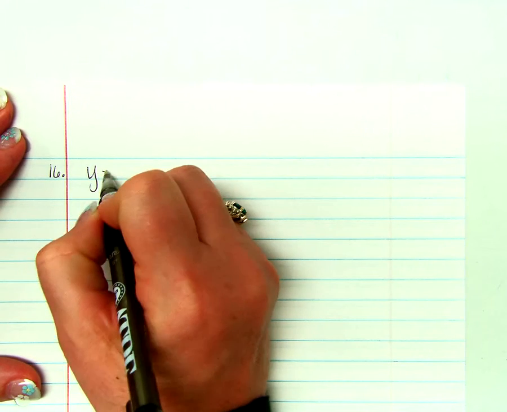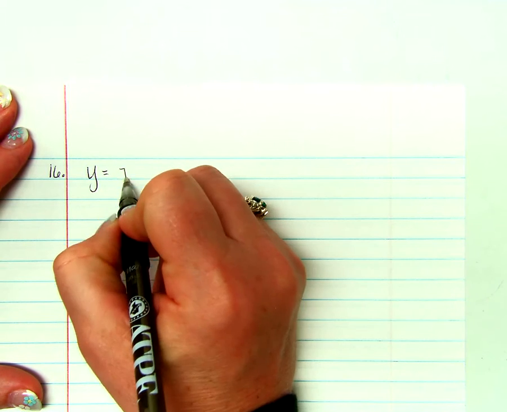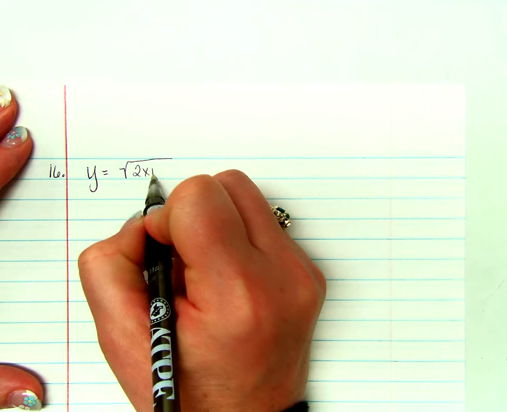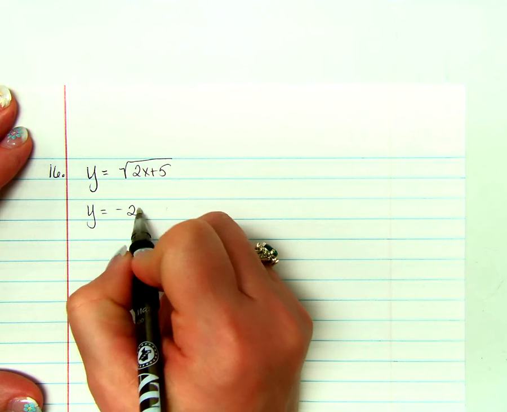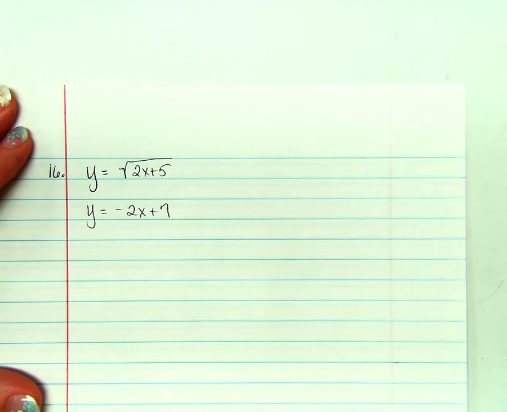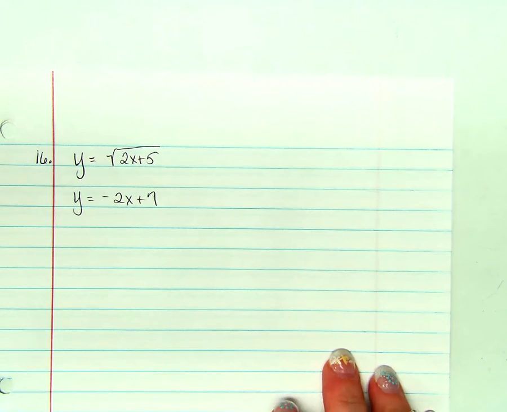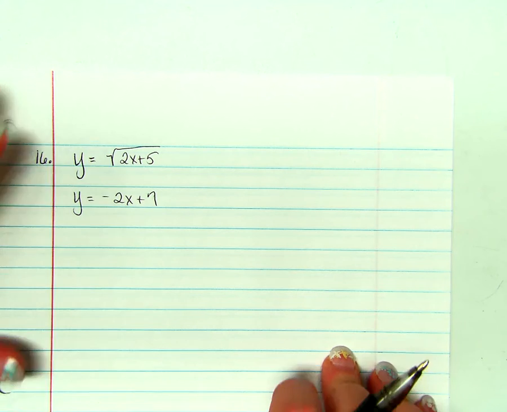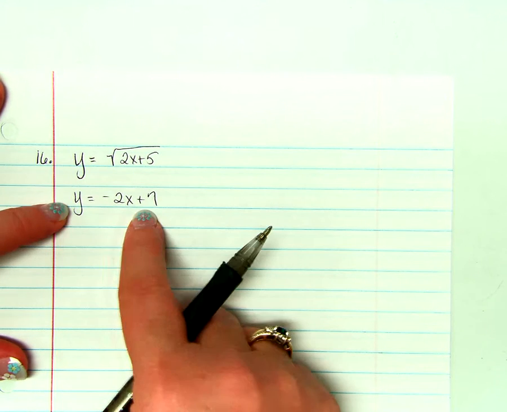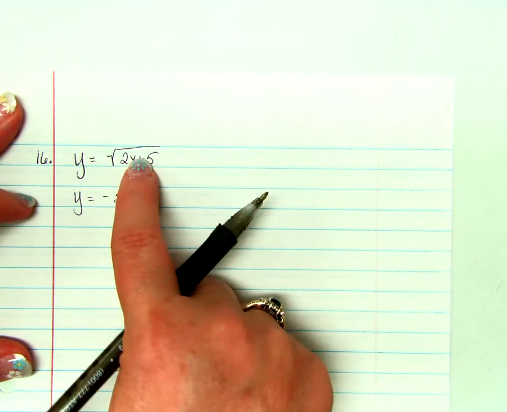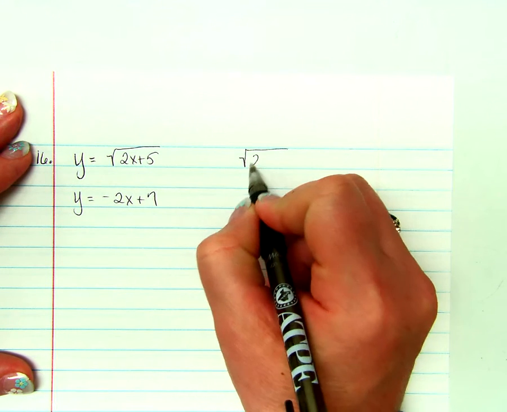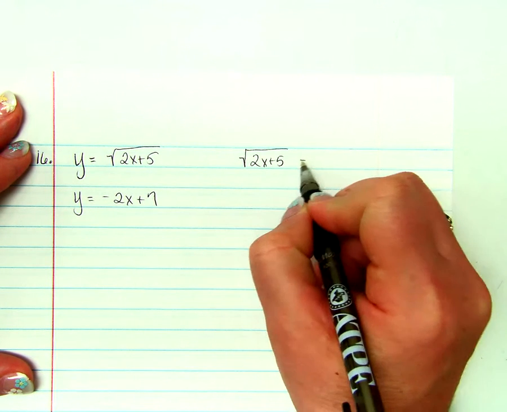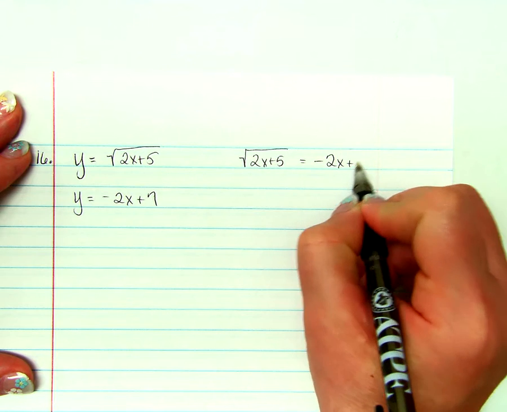Will someone please read me the two equations for 16? Square root of 2x plus 5 and negative 2x plus 7. Is that correct? Okay, so if we're solving this system algebraically, I know that y equals this, and I know that y equals this, so I also know that this equals this, right? So I have the square root of 2x plus 5 equals negative 2x plus 7.